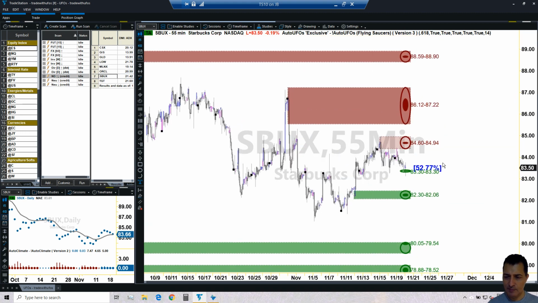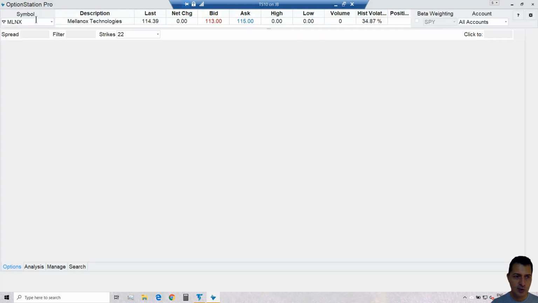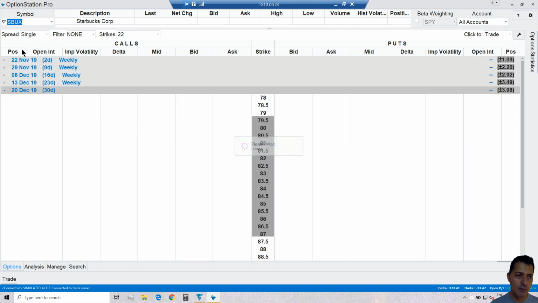And we do have a UFO performance stat of 52.77%, which is certainly appealing to begin planning a trade with Starbucks. We have a great array of different possibilities for the dates to be used, in the sense that earnings are not going to happen until January 28. Therefore, without even thinking about it, we're going to load Starbucks on the option chain.